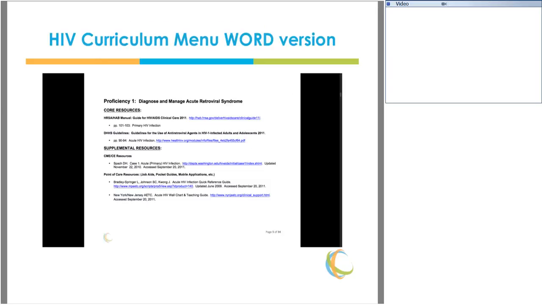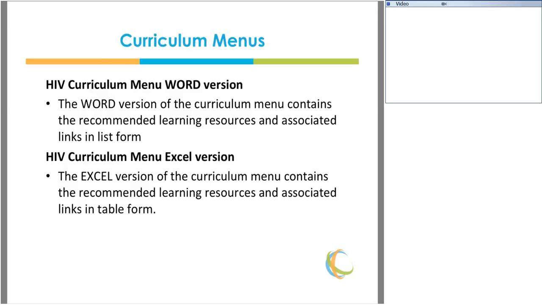Next, I just want to talk about the format of the HIV curriculum menus. We have two versions. One is the Microsoft Word version. It contains the recommended learning resources and associated links in list form, as you see, using Proficiency 1 as an example. So again, there are two ways to access the menu, as you see on this slide.